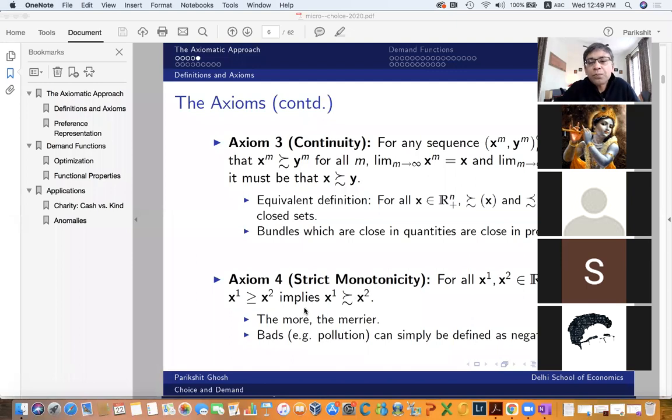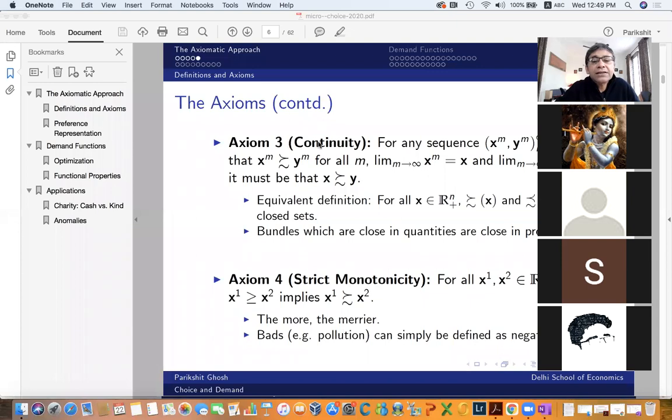This leaves open the possibility that if you increase the quantity of only one good and not the others, or only a subset of the goods and not the others, the consumer may still, it may not be a strict preference. So that is being allowed. But the crux of it is that, colloquially speaking, the more the merrier. Everything is a good.